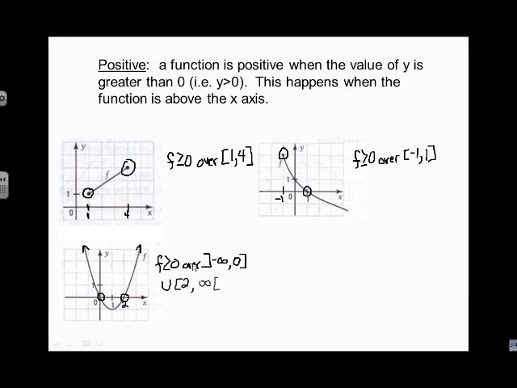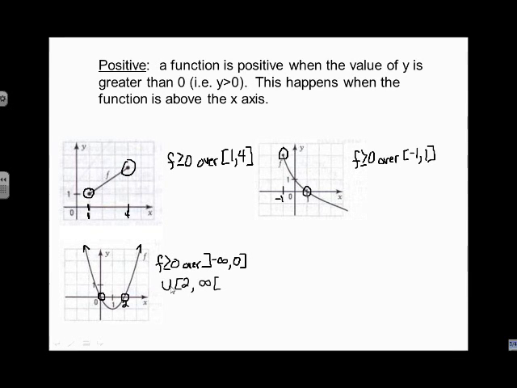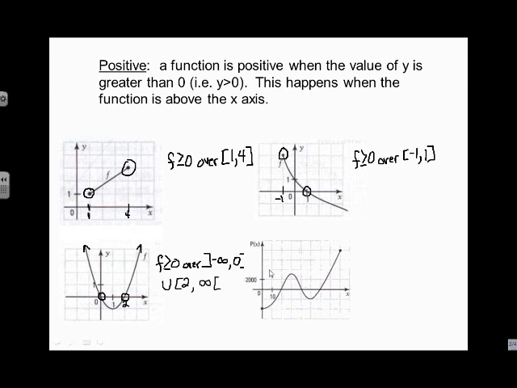And so in this case, we've got to indicate that there's more than one interval. So we say f is positive over the interval negative infinity to 0, and the union just means that there's another spot as well, and again between 2 and positive infinity. And let's look at our last example.